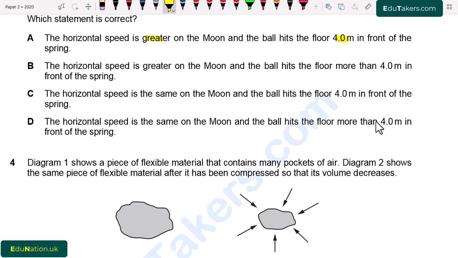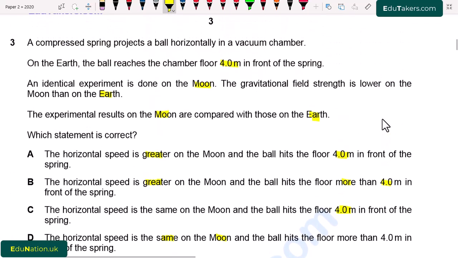B. The horizontal speed is greater on the moon and the ball hits the floor more than 4.0 meter in front of the spring. C. The horizontal speed is the same on the moon and the ball hits the floor 4.0 meter in front of the spring. D. The horizontal speed is the same on the moon and the ball hits the floor more than 4.0 meter in front of the spring.